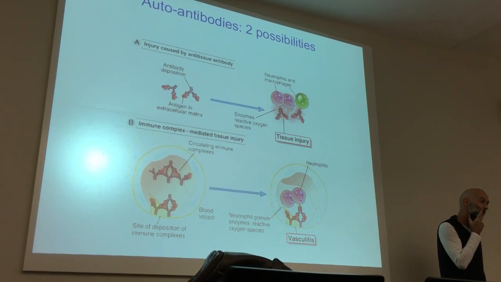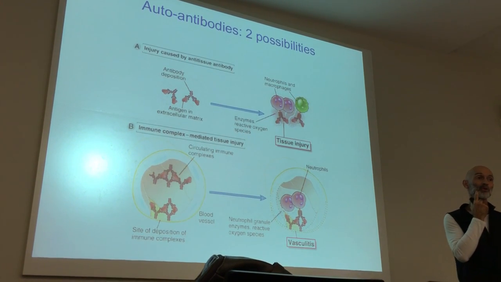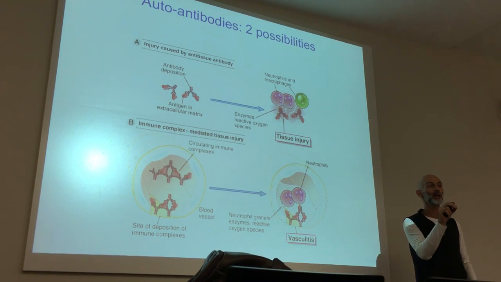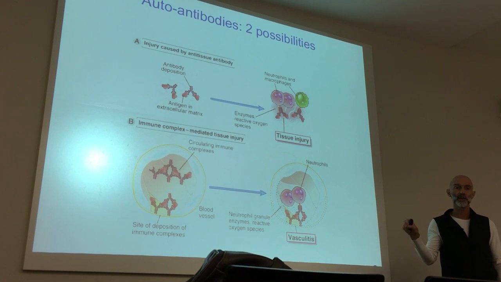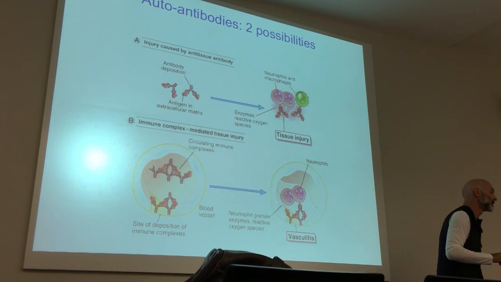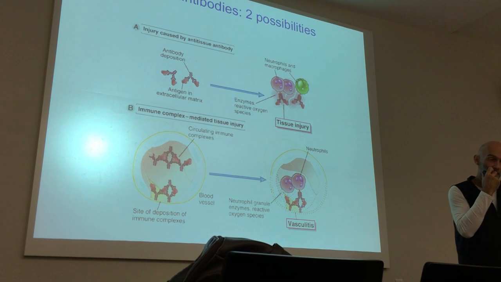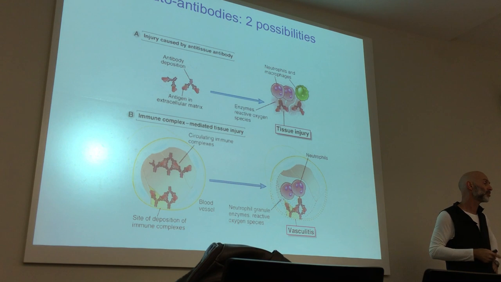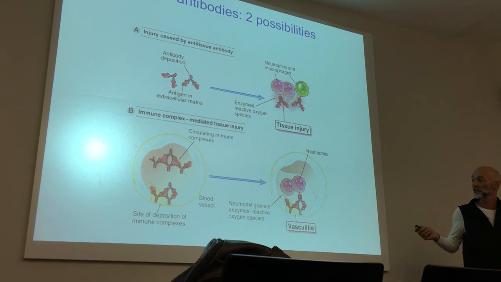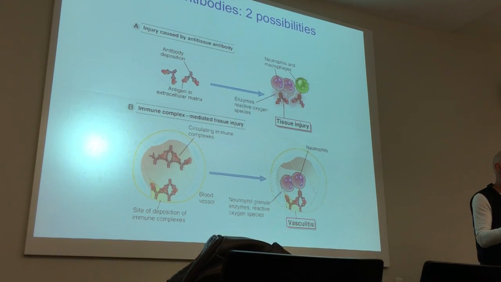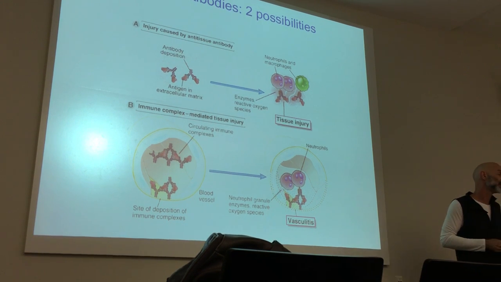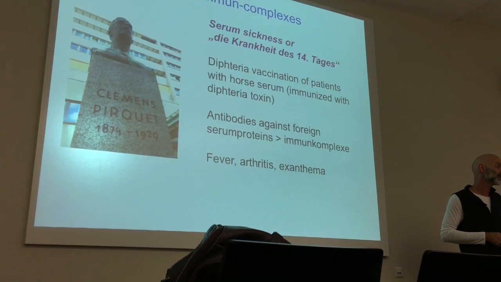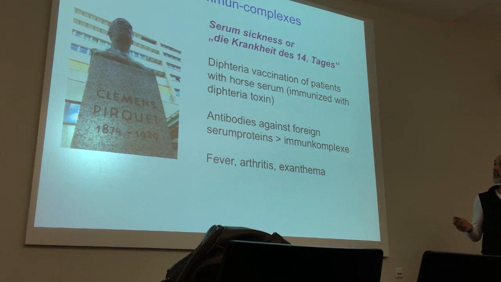If we talk about autoantibodies, in principle, there are two possibilities how autoantibodies can trigger an autoimmune disease. It could be an autoantibody which is directly pathogenic, and we will see examples of this. More frequently, it's the phenomenon that autoantibodies together with autoantigens form immune complexes. These immune complexes, like for example, in the case of vasculitis, are deposited in certain blood vessels, and they trigger an inflammatory disease.